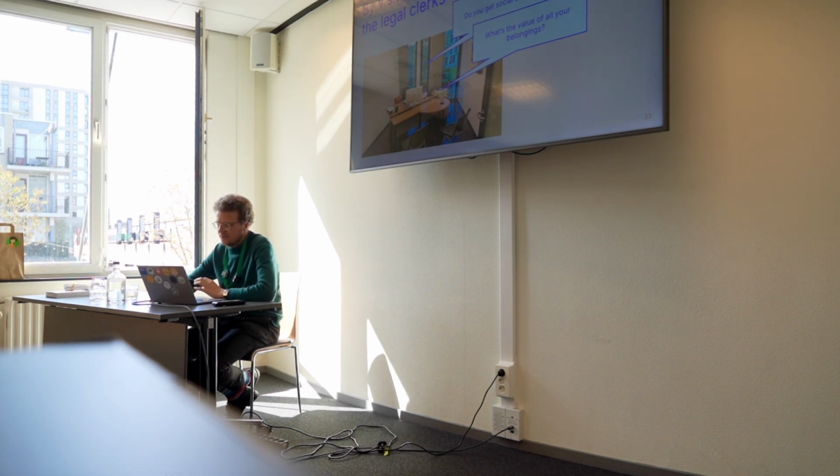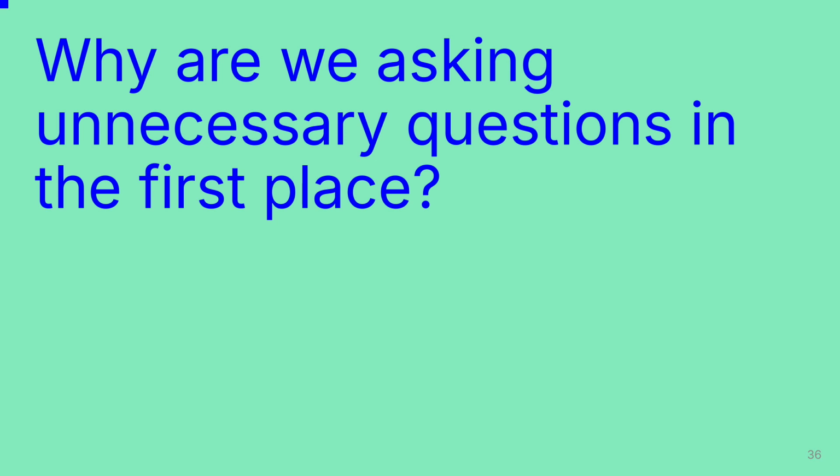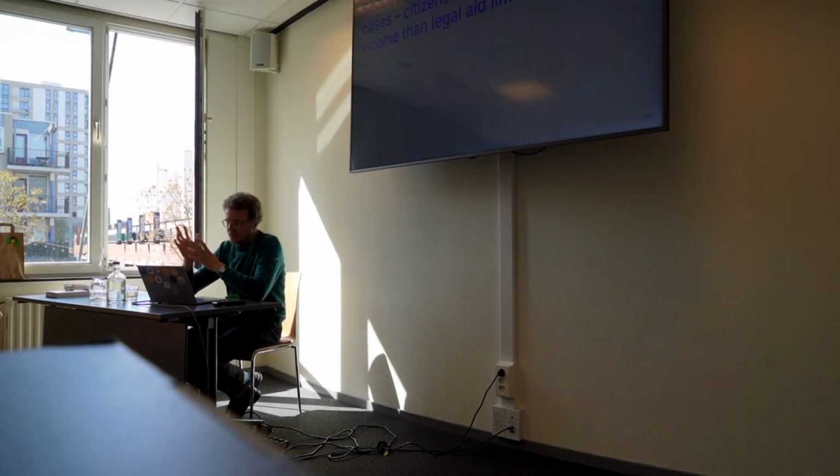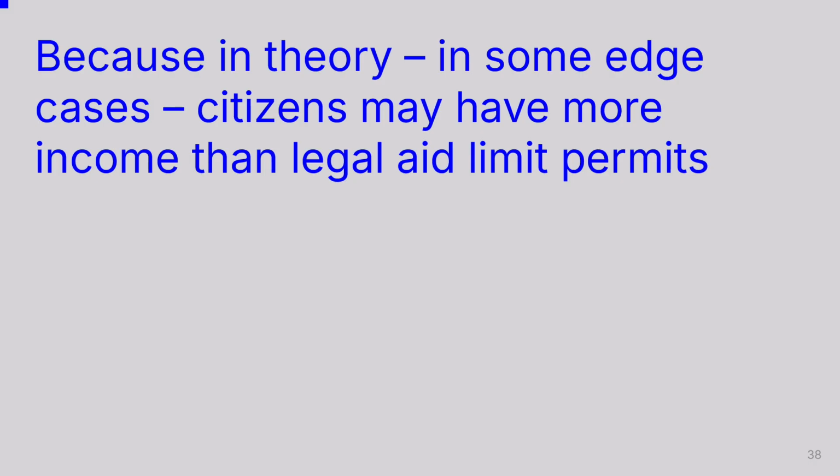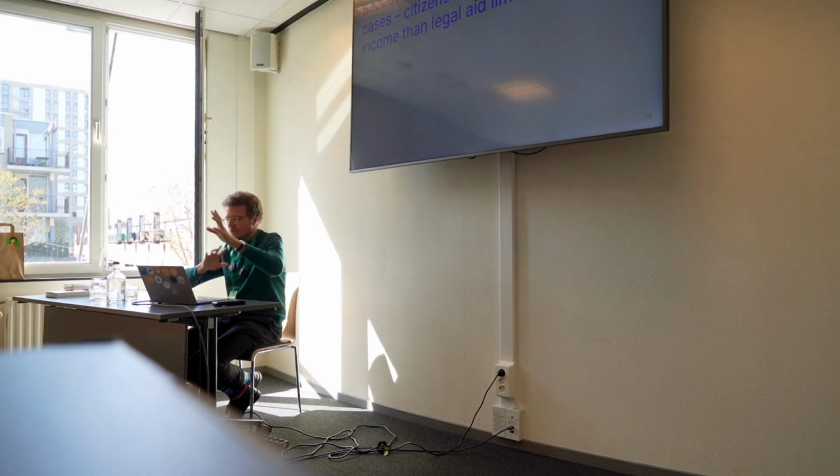And so the question is then, why are we asking the unnecessary questions in the first place? And that is laws and regulations, of course. Because I just said roughly 50%, but in theory, in some extreme edge cases, citizens may have more income than the legal aid limit permits, although they get the social benefits. So this is the situation.